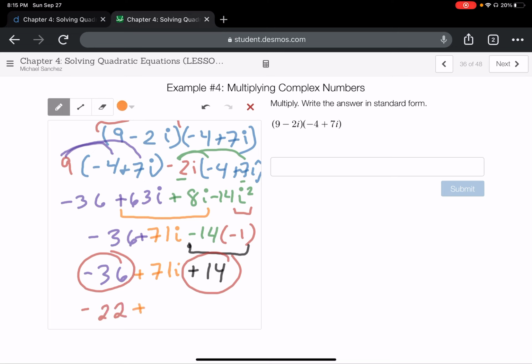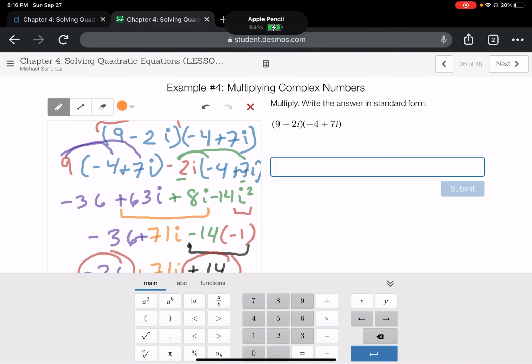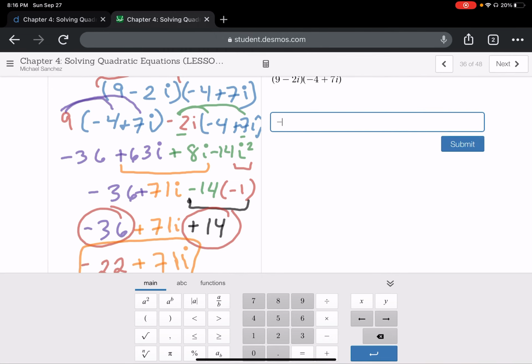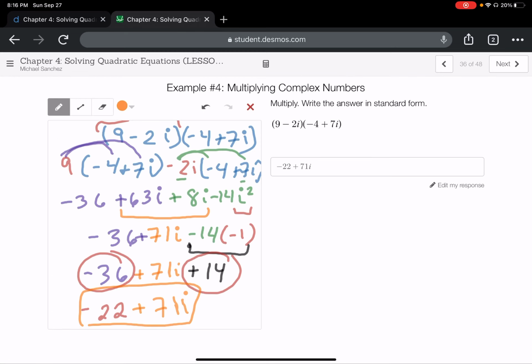Bring down my 71i. Remember that the real part goes first, and then the imaginary. So that's going to be my complex number solution here. So I have negative 22 plus 71i as my answer.